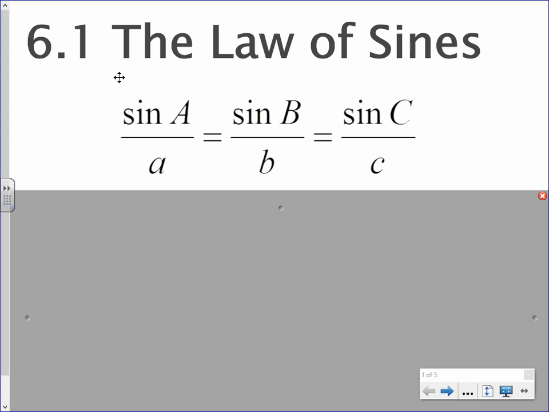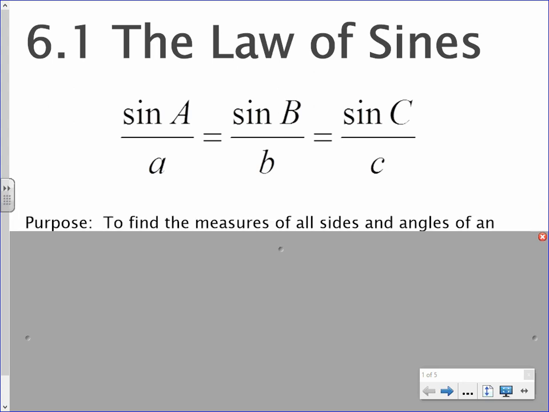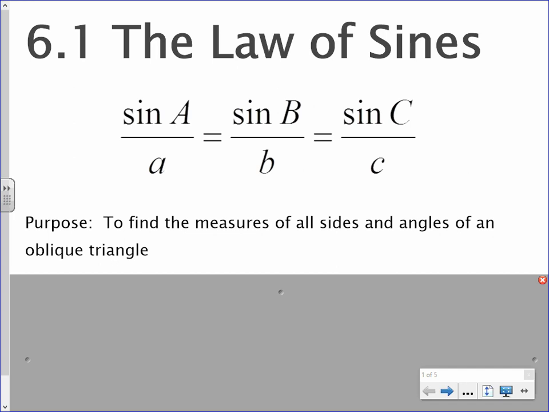Now, what is the purpose of these formulas? I prefaced it a little bit at the beginning, but the whole purpose of the law of sines, and then eventually the law of cosines on Monday, is that we need to be able to find the measures of sides and angles in a triangle. Now, we know how to do that for right triangles, but law of sines and law of cosines will help us find measures of oblique triangles. So those are triangles that are not right triangles.